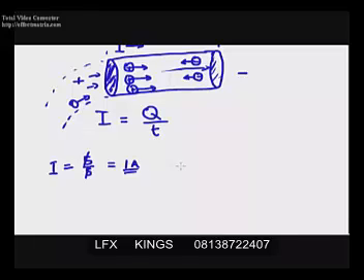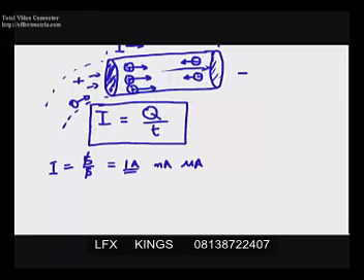We might have smaller currents which might be in milliampere or microampere. Milli is divided by 1000 and micro is divided by 1 million. So the unit for current is ampere. This is an equation you should take to heart: current is equal to charge divided by time.